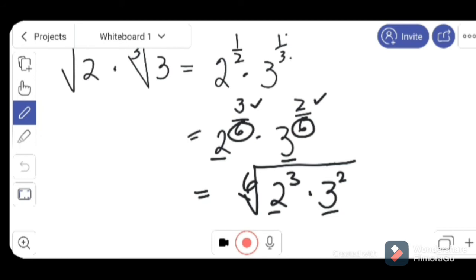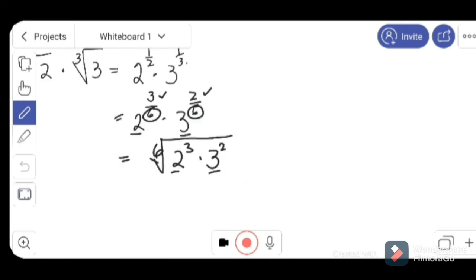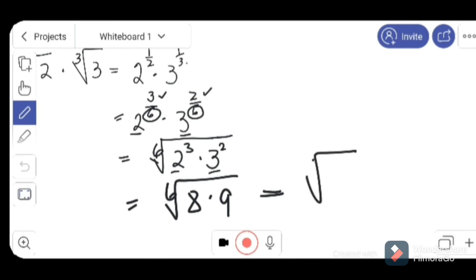Follow? And then we simplify that. 2 times 2 times 2 is 8. Times 3 times 3 is 9. So what is 8 times 9? We have 72. So this will be the 6th root of 72.